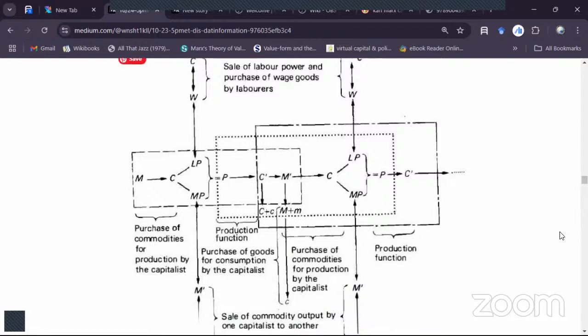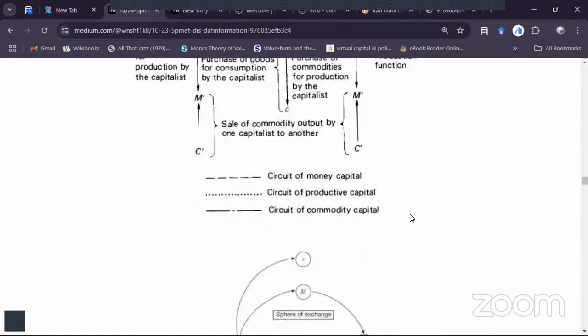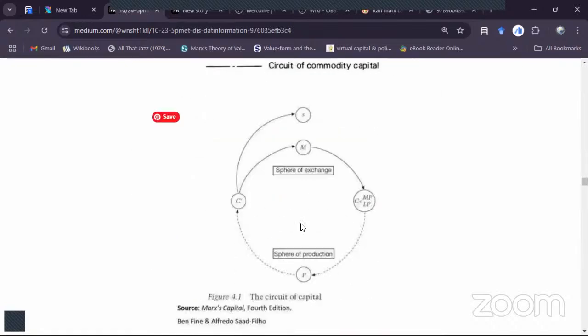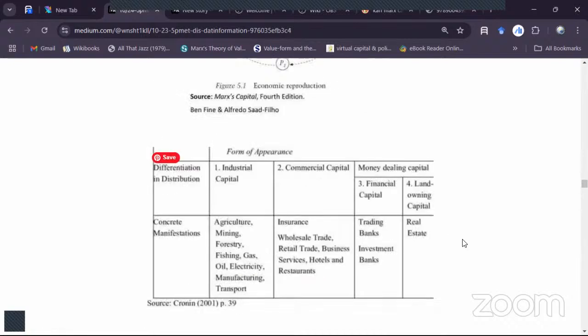You can see here that there are two production functions, two moments of purchase, acquisition, the decision-making of buying something. And these are multiple circuits of capital that Department 1 and Department 2 are, sphere of production, sphere of exchange, and that it exists in a circular, a circuitry arrangement, and that it can be made more complicated, as you can see here. It has multiple forms of appearance when it becomes capital. That is the difference between industrial capital, commercial capital, and money dealing capital, which is what we've been looking at recently. And it can be manifest in a variety of ways: trading banks, investment banks, real estate, actual regular banks, insurance, and then the regular stock.